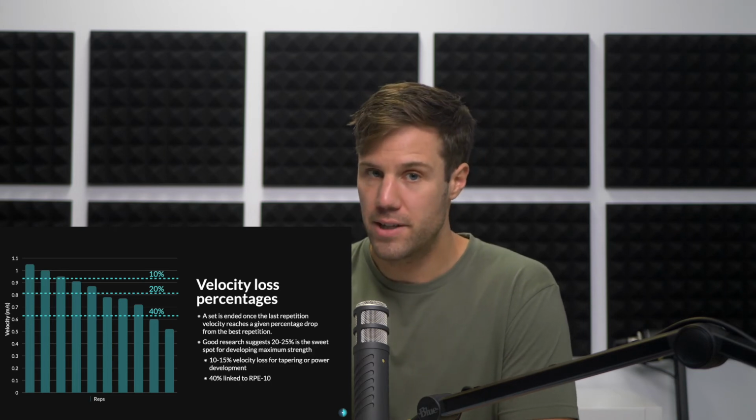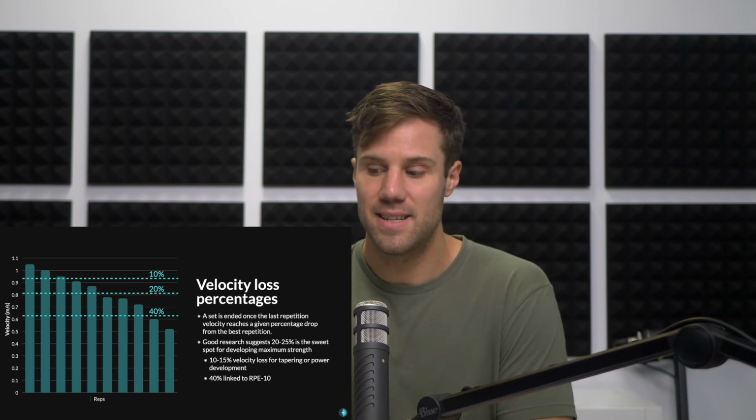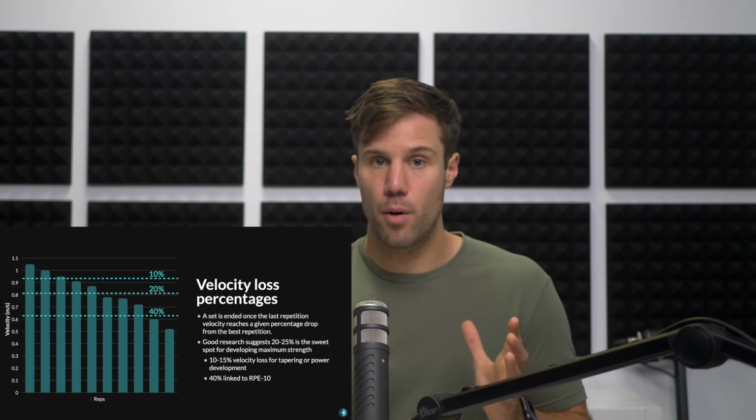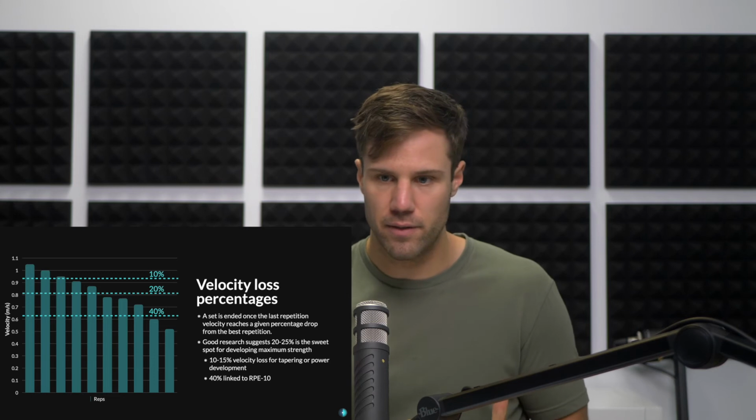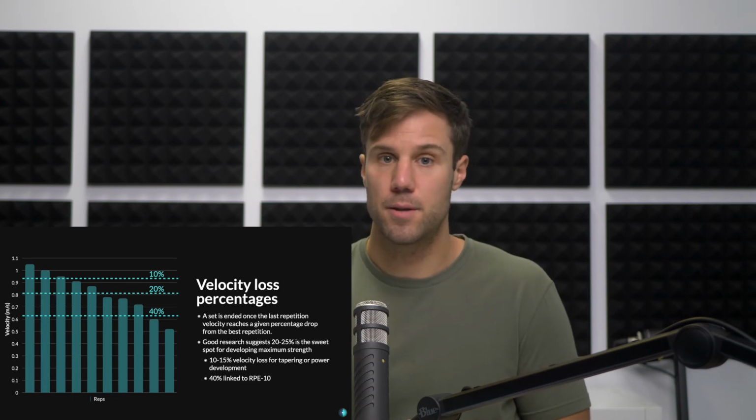There's really good research, and I'll link to this below in the description, that 20 to 25% is the sweet spot for developing maximum 1RM strength. So for powerlifting, for strength sports, 20 to 25% velocity loss seems to be the Goldilocks zone for your work. So doing most of your training in that zone seems to be the sweet spot.